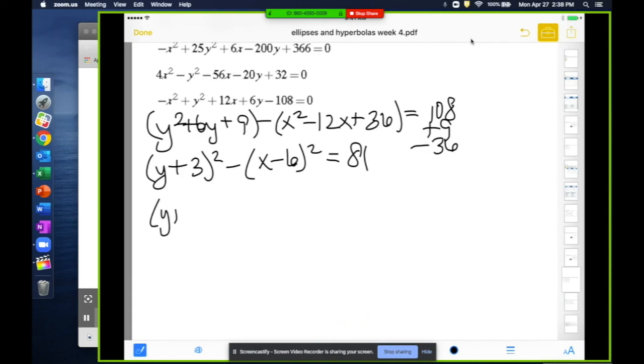And then I want to divide everything by 81. There's no coefficients in the front, so both of my denominators for this one are going to end up being 81, and then equals 1.